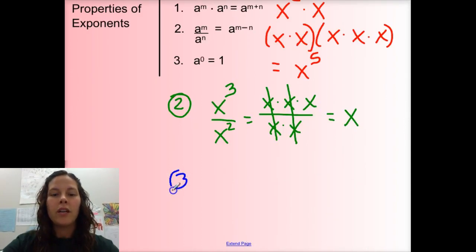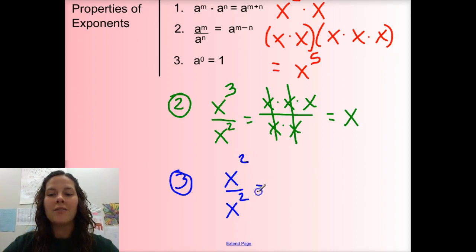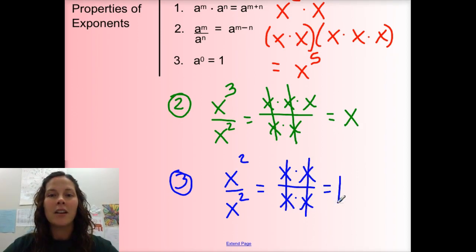All right, and rule 3, why does this work? If we look at it as a power over itself. So if we have x squared divided by x squared, expanding each of these, we have x times x divided by x times x. And again, they cancel by division to 1. Anything divided by itself is 1. Thinking about this using that dividing rule we just talked about, if we subtract the exponents, we get 0. So this is why x to the 0 power equals 1.